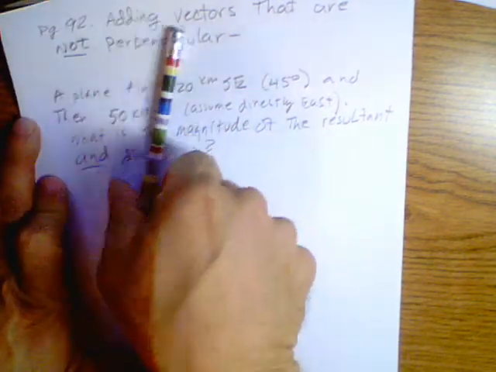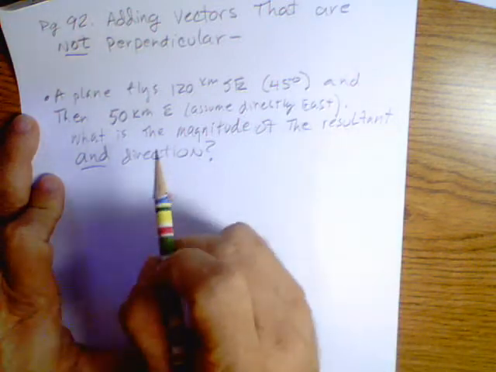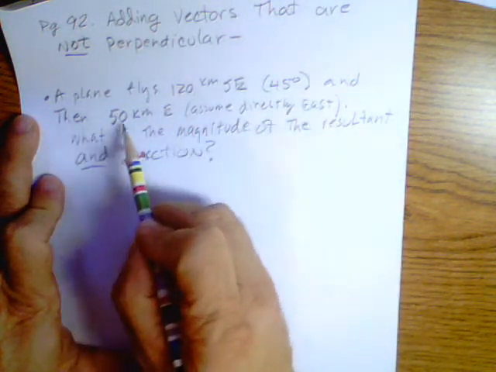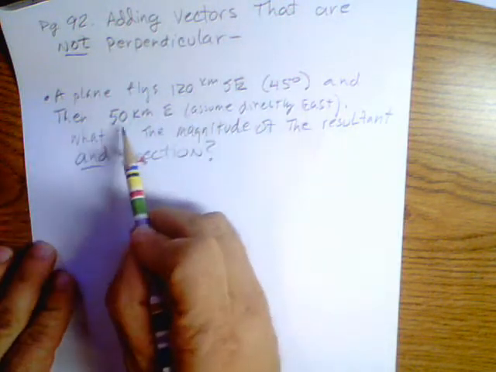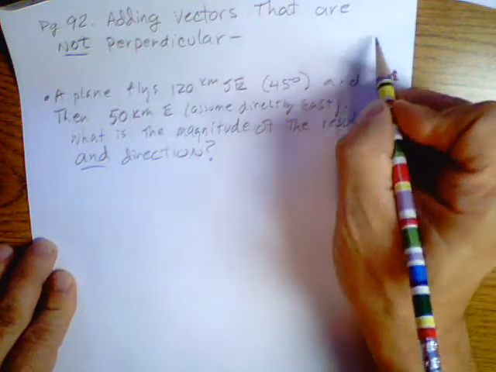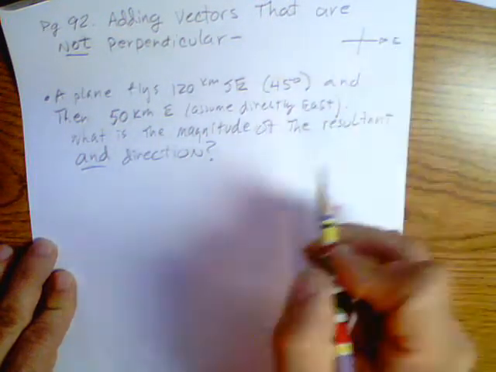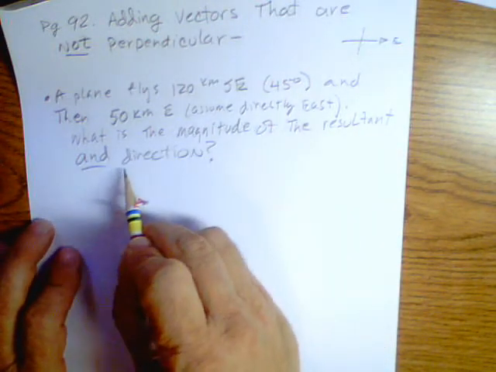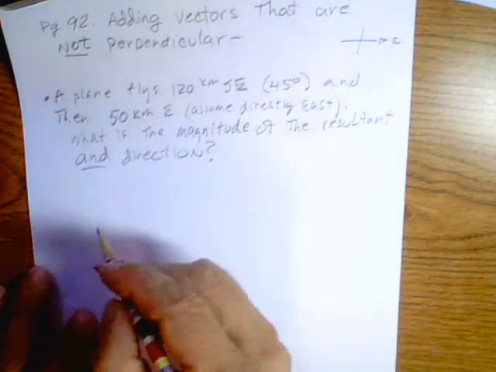Here's an example problem. A plane flies 120 kilometers southeast at 45 degrees and then 50 kilometers east. Now, if it just says 50 kilometers east, we'll just assume that this is flying directly east. What is the magnitude of the resultant and the direction? Okay, so there's no right triangle here.